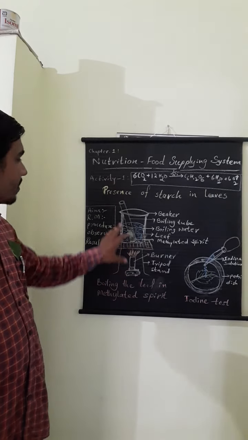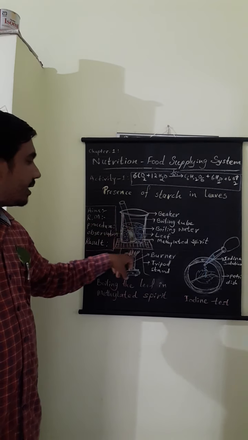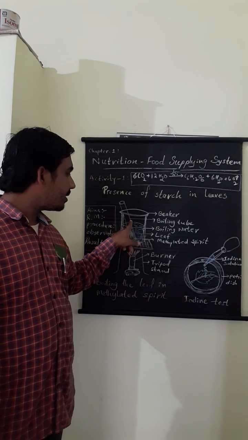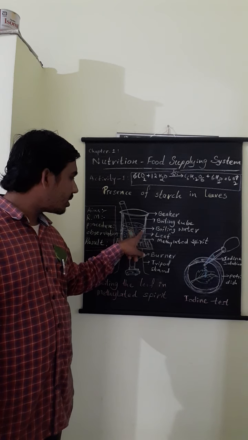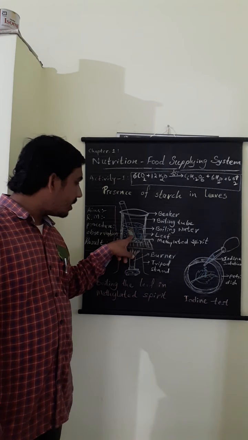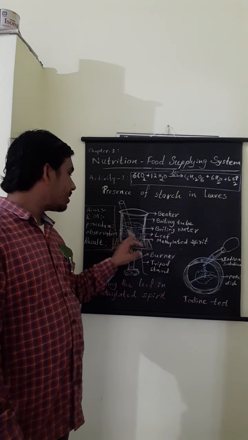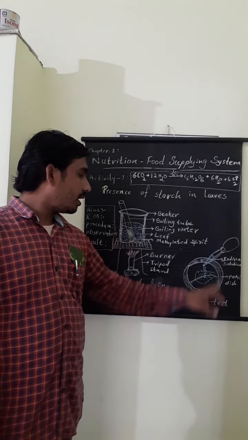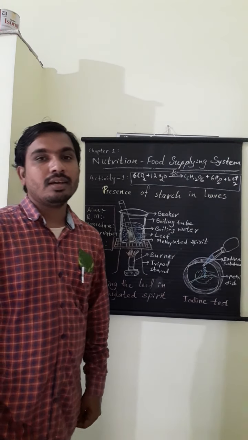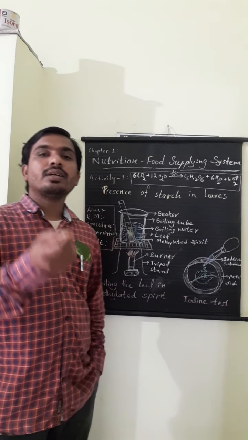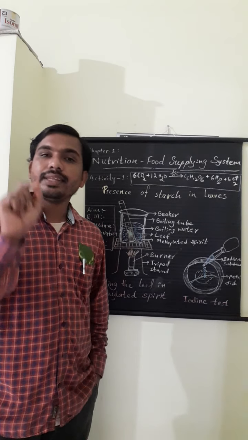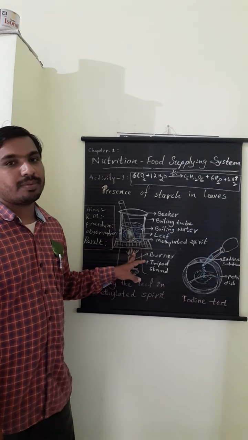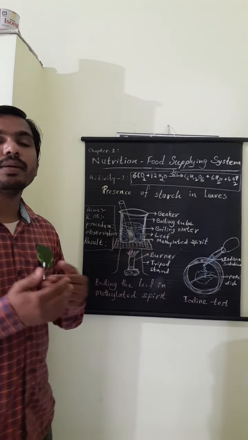See here, first you have to take the required materials: a beaker, a boiling test tube, boiling water and a leaf, methylated spirit, a Bunsen burner and tripod stand, iodine solution and a petri dish. First of all, let us take a fresh, soft and thin leaf which is well exposed to sunlight, and boil it in a beaker.